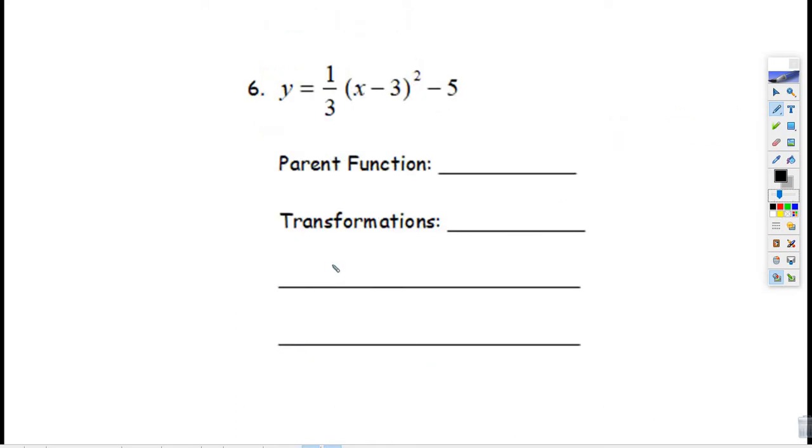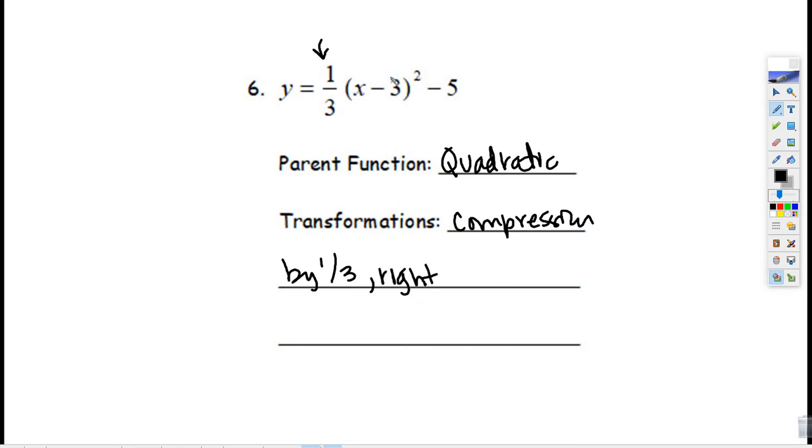So this problem asks for the parent function. So I know that this is a quadratic because it is squared. My transformations, remember this out front tells me whether it's a stretch or compress. It tells me if it is less than 1, it is a compression. Greater than 1, it is a stretch. So this is a compression by 1/3. Right 3 on the inside, opposite of the inside, and down 5.